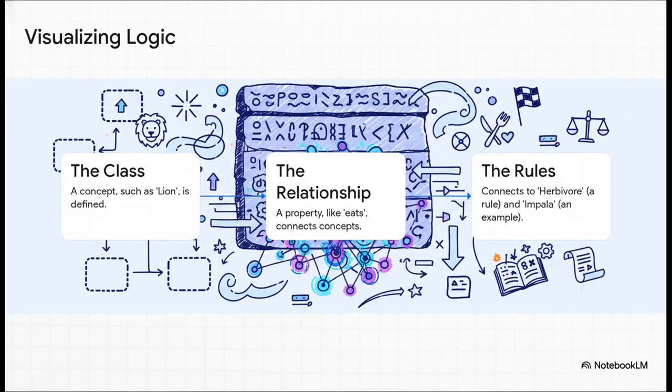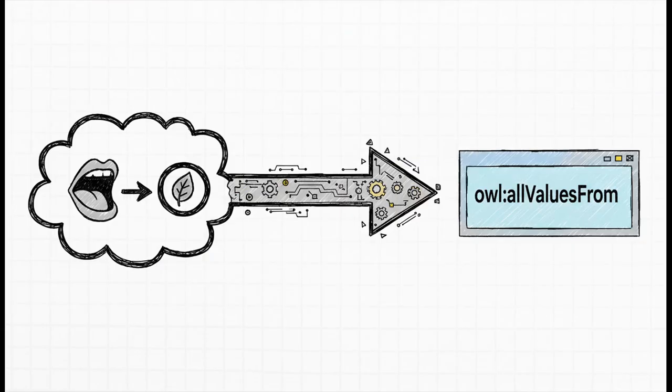This logic can also be turned into a visual, like a diagram, which is incredibly helpful for the domain experts who aren't coders. I mean, here you can just see it, plain as day. You've got the concept, or the class, which is lion. You've got the relationship, eats, and the rules that define that relationship. It only eats herbivores, and it does eat impalas. Simple.